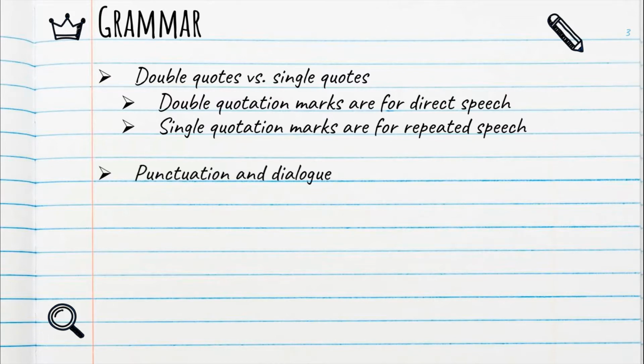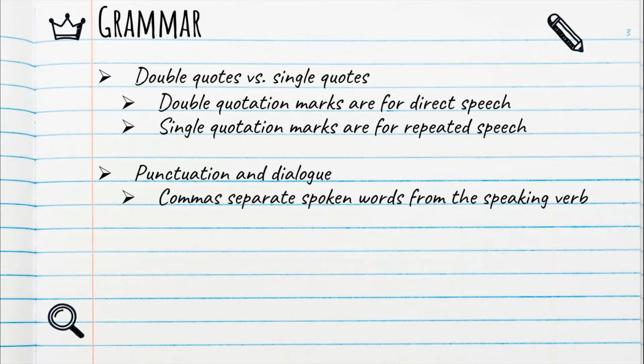Okay. Next, let's talk about punctuation and dialogue. This is a big one. Commas separate spoken words from the speaking verbs. Speaking verbs are said, whispered, declared, shouted, whatever. The action of actually saying those words, that's the speaking verb. So whenever we had this character said, comma, and then the actual thing that they said. All right, so commas separate spoken words from speaking verbs.